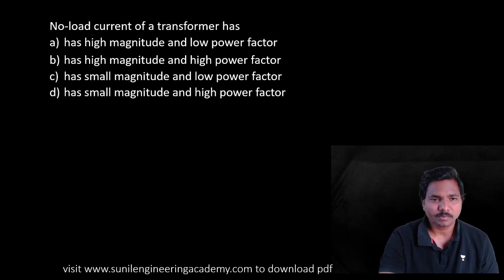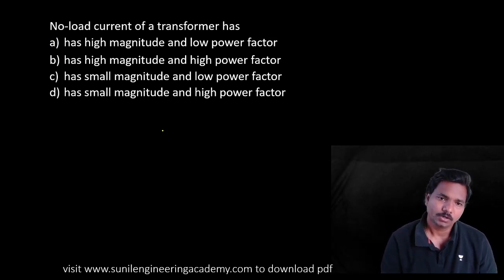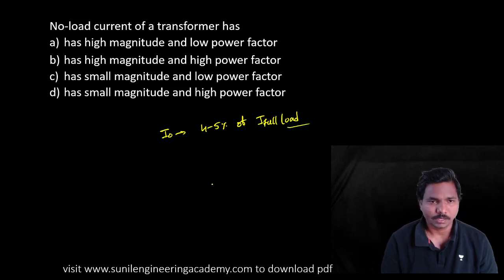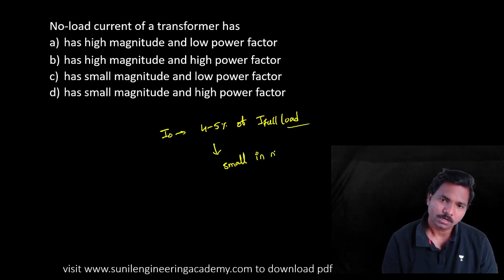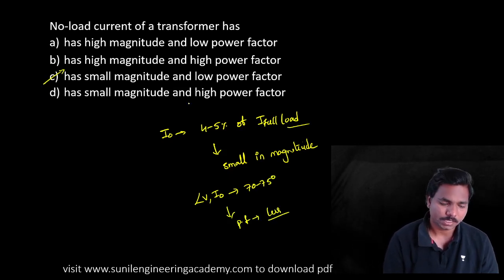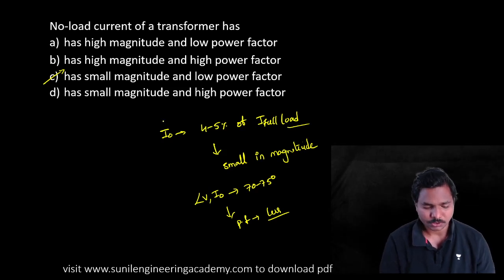Coming to the next one. The no load current of a transformer has dash. I already said the no load current is 4 to 5% of full load current, so it is small in magnitude. And what is the angle between voltage and I naught? 70 to 75 degrees. Then what is the power factor? The power factor is less. That is low power factor. So the answer is option.